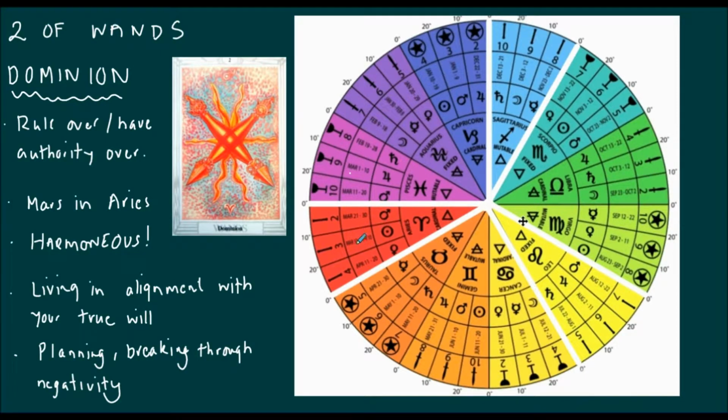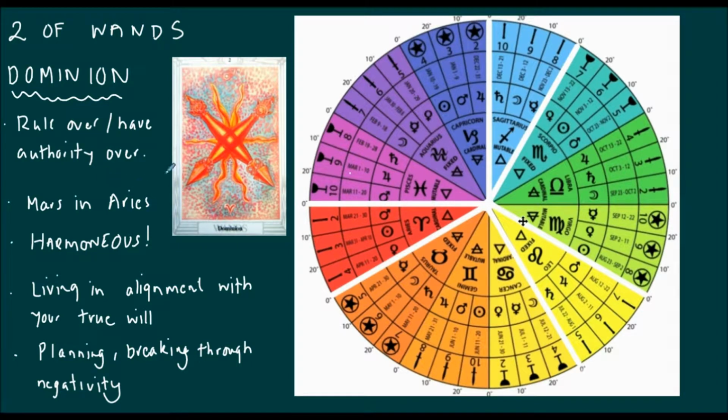So the 2 of Wands is the first decan of Aries, and it's associated with the title Dominion, which means to have rule over, to have authority over, and it's ruled by Mars in Aries. Now we first saw Mars and Aries in the Major Arcana in terms of the Emperor and the Tower, so both are very potent cards for different reasons.